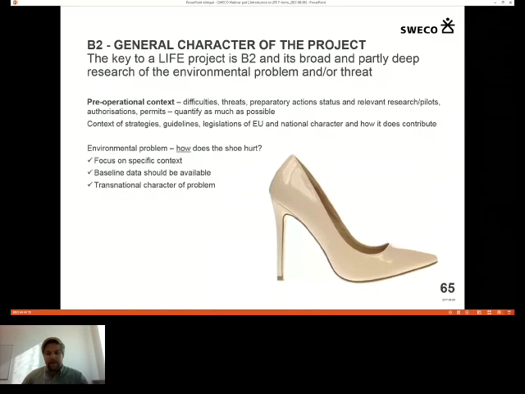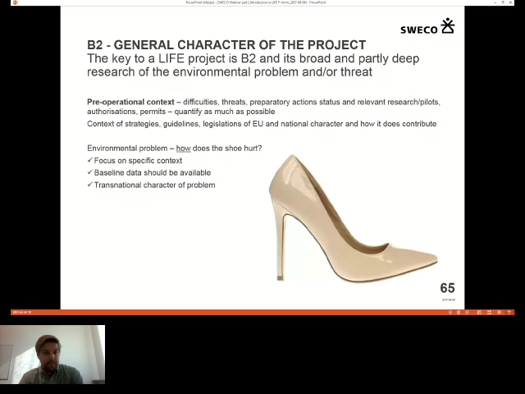Will you carry out the actions, no matter if you get LIFE funding or not? This can be quite important too. Do you have already the necessary permits or the authorizations from authorities to carry out the measures? Have you already carried out consultations with local NGOs? For example, these are questions that you should answer so that the evaluator gets a clear idea.